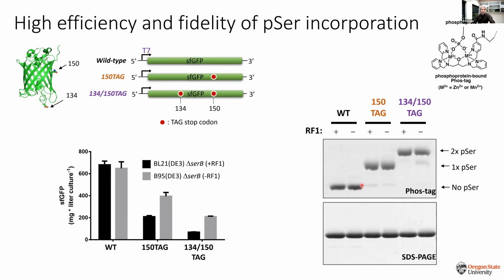And so we can see here in our purified proteins, we have wild type GFP produced, and then our singly phosphorylated GFP produced either with the RF1 containing cell line or the new B95 RF1 knockout cell line. We get clean incorporation of single phosphoserine and near clean incorporation with 2 phosphoserines. And so we're getting better efficiency, we're getting good fidelity with phosphoserine incorporation.